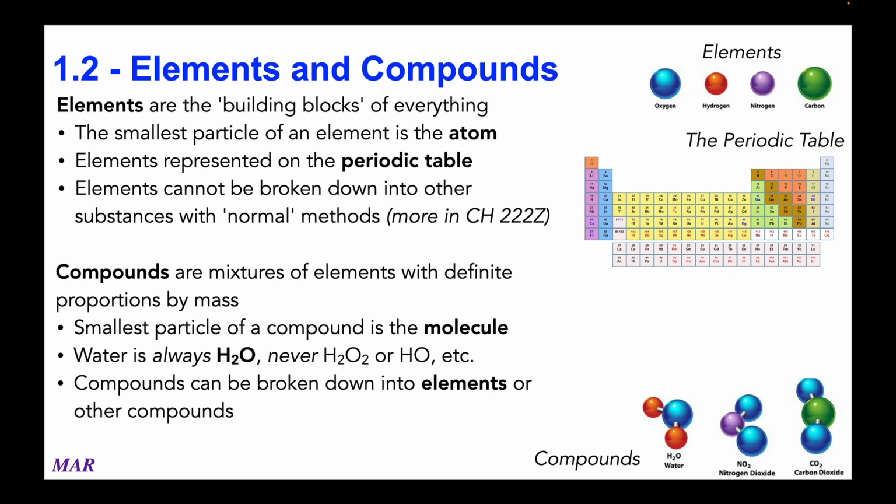In the lower right-hand corner are some examples. Nitrogen dioxide, NO2, is a combination of nitrogen and oxygen. Carbon dioxide, which you might have heard of before, is carbon and oxygen. So you could break carbon dioxide down into carbon and oxygen, at least in theory. We'll talk more about that later.